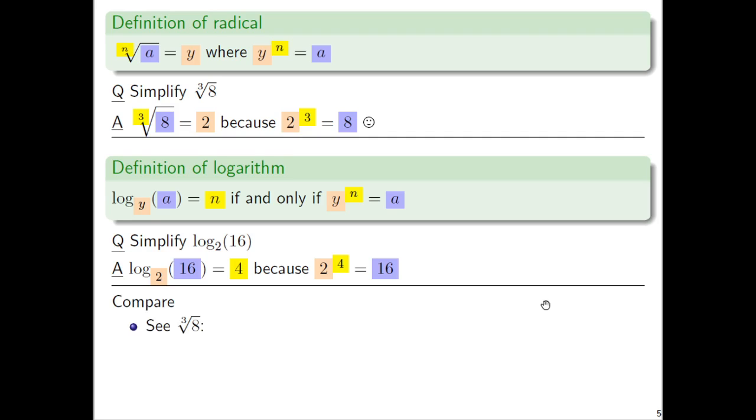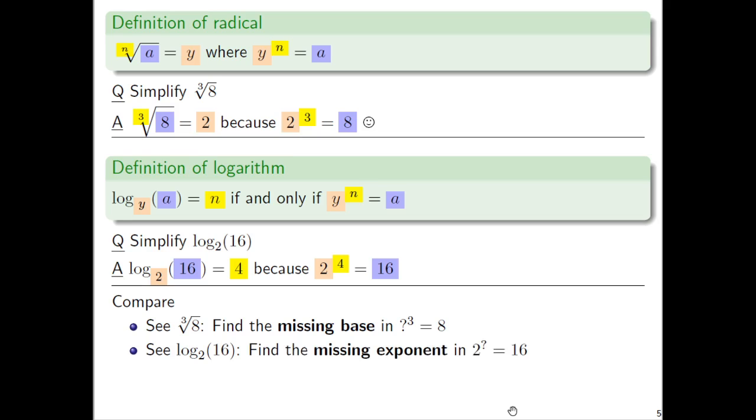So compare, okay? Use the definition of radical and use the definition of logarithm when you need these. So when you see third root of 8, we're really just trying to find the missing base. We had to answer something to the third is equal to 8. What about logs? So like in our example, log base 2 of 16, now we're trying to fill in the missing exponent. 2 to the something is equal to 16.